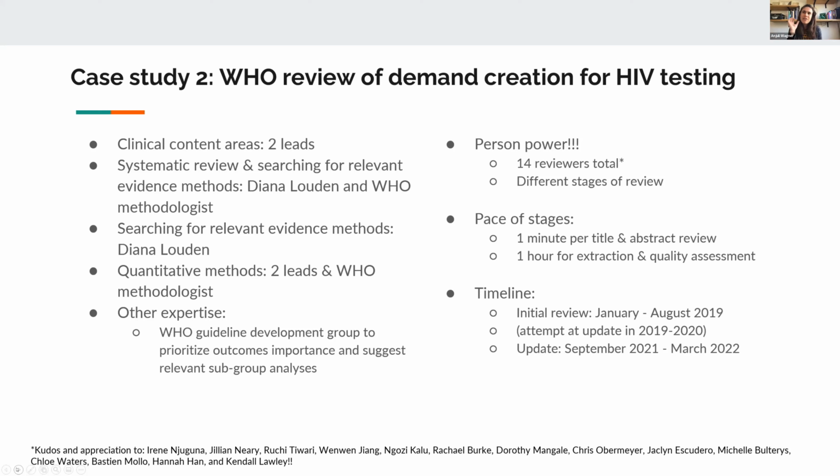And I wanted to give you a flavor of how long it took to do different stages. When we were up and running after doing training, people were getting to about 1 minute per title and abstract review, and then 1 hour for extracting data from a quantitative study and doing quality assessment. So if you're trying to get a ballpark range of how long it is going to take to get through 29,000 abstracts and so on, this can be a ballpark.